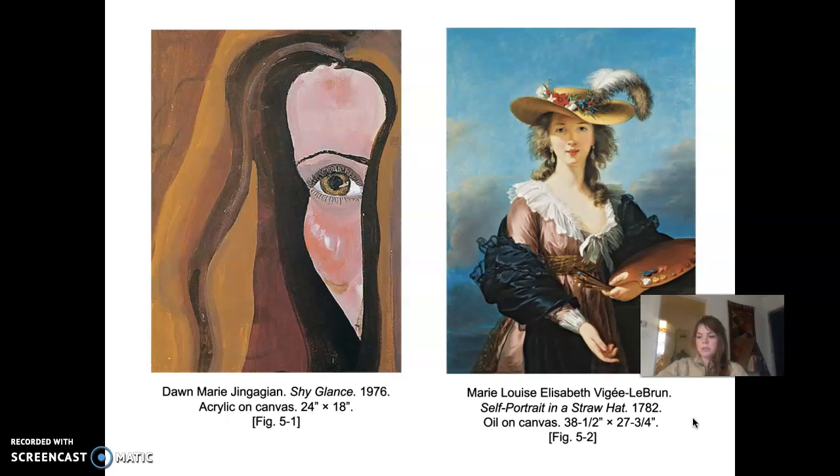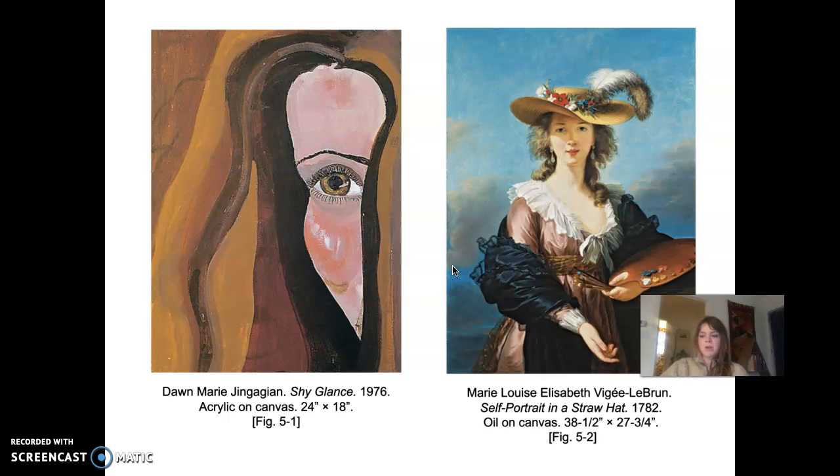Shy Glance was actually pulled from a trash bin, and it lacks a lot of technical skill. The artist did not get the shading right on the cheek. As you can see, it's a little blotchy, and it's kind of hard to tell the positive space from the negative space. And with Self-Portrait in a Straw Hat, the lighting and the brushwork are very naturalistic. The level of technical skill is very high. So these two paintings are at opposite ends of the spectrum when it comes to technical skill.